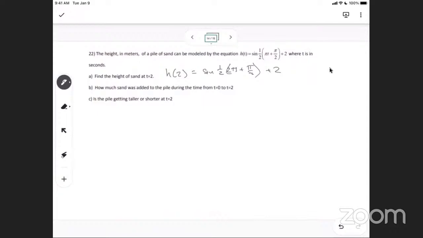How much sand was added to the pile during the time from t equals 0 to t equals 2? Let's see, the height. Do you just subtract h2 minus h0? Wait, no, because they're saying the height is modeled by that, but how much sand would be volume?